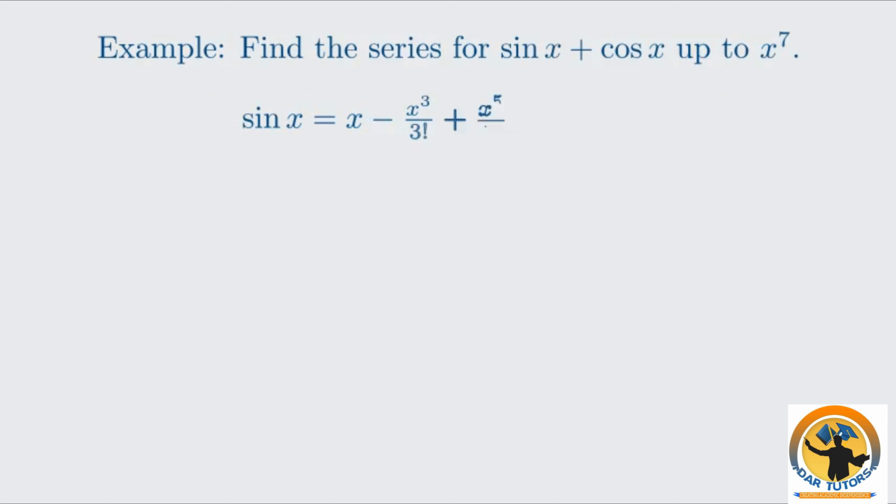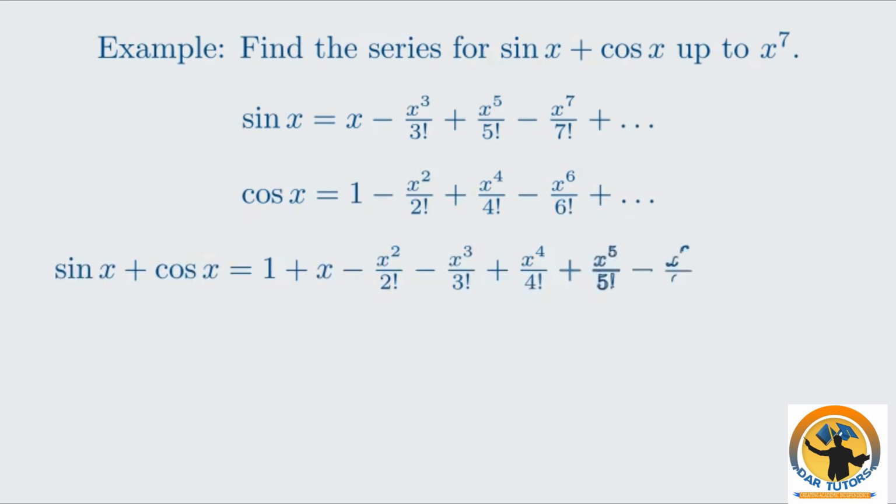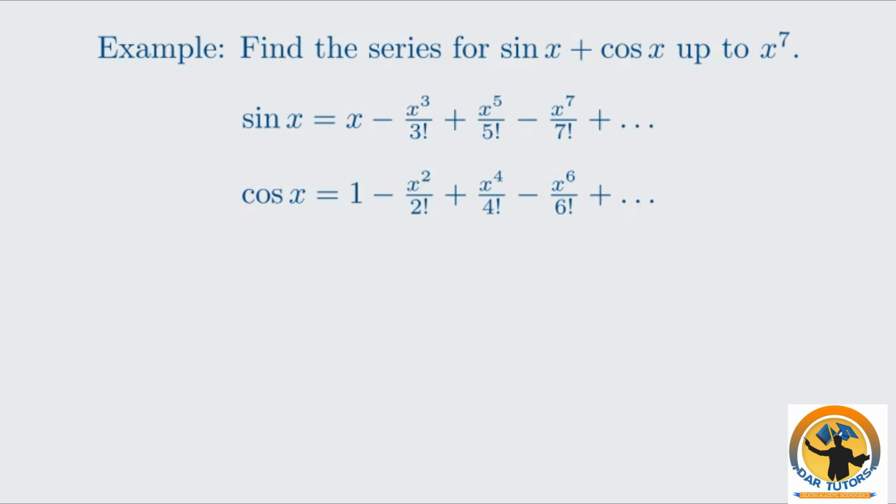Let's start with addition. Find the Maclaurin series for sin x plus cos x up to the x to the 7th term. We write out the series for sin x and cos x. Then we group the terms by their power of x. The constant term is 1, the x term is x, the x squared term is negative x squared over 2 factorial, the x cubed term is negative x cubed over 3 factorial, and so on. We simply combine the coefficients of like powers of x.